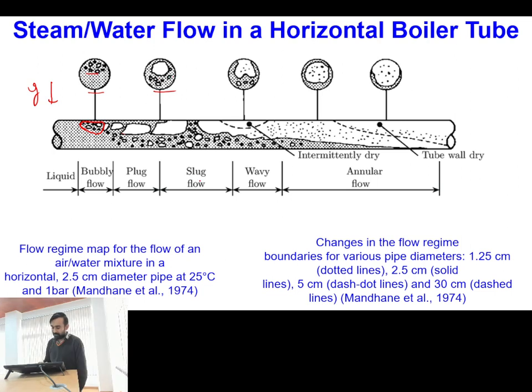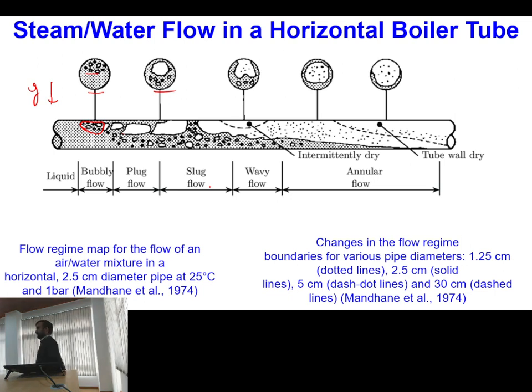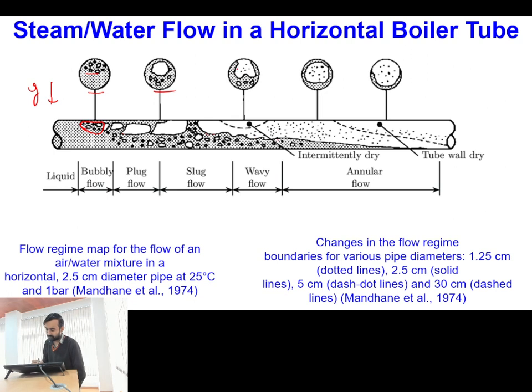And then after slug, in the case of a horizontal tube, we will find that the top liquid film vanishes immediately. Because the top liquid film vanishes immediately, we will only have the liquid film at the bottom portion. So this is the cross section. At the top, it is not touching. And then we will find a number of waves coming on this film, so we call it wave flow.